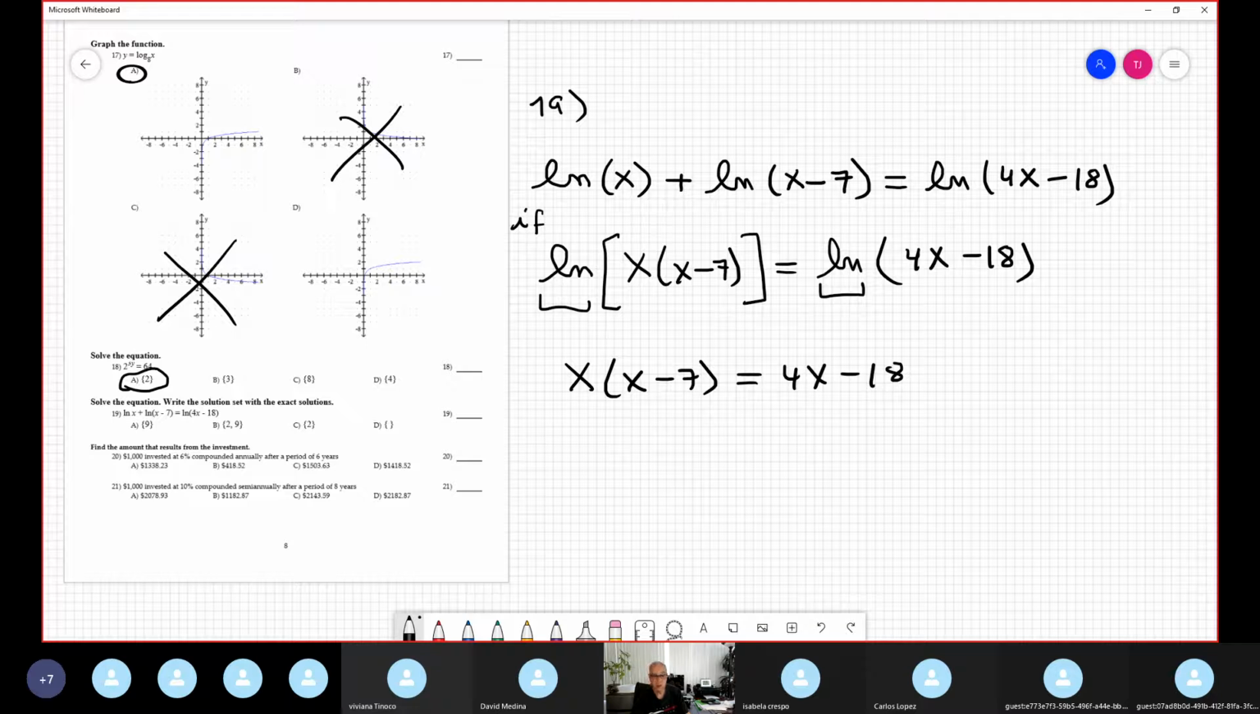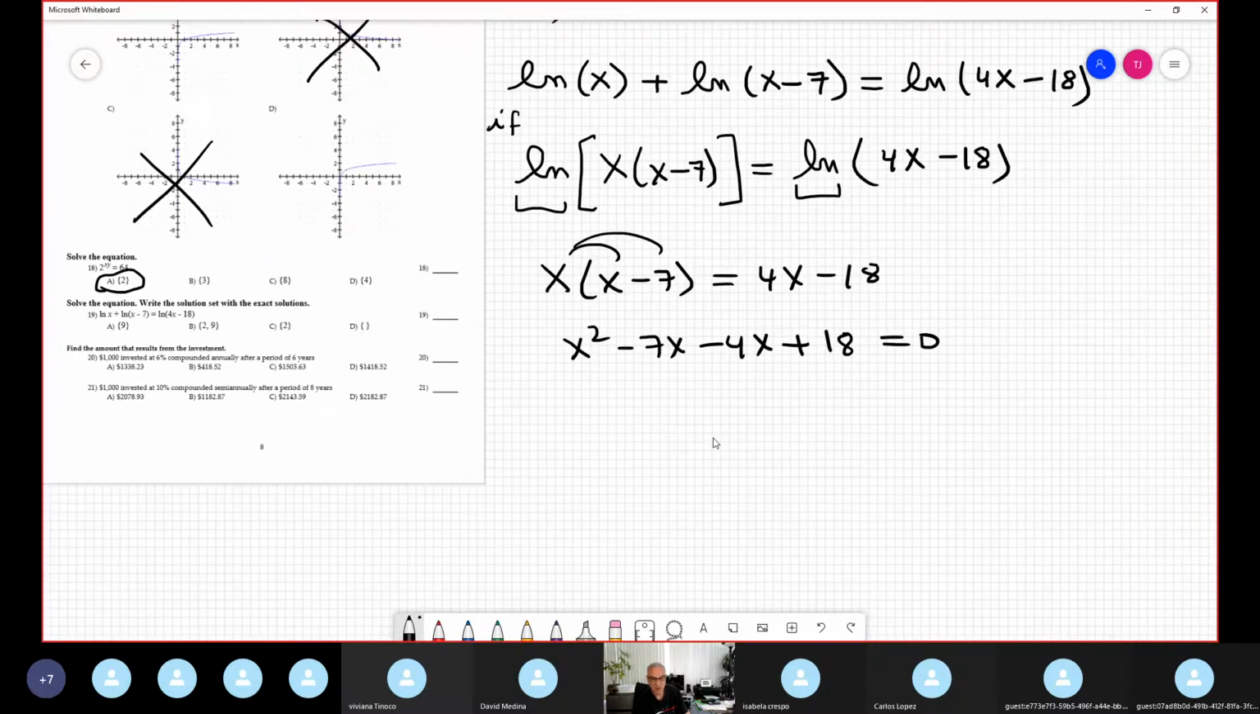No? Apply the distributive property: x squared minus 7x minus 4x plus 18 equal to 0. I realize that when you multiply here, you get x squared. It's a quadratic equation, no? Now combine like terms: x squared minus 11x plus 18 equal to 0. You end up with a quadratic equation.